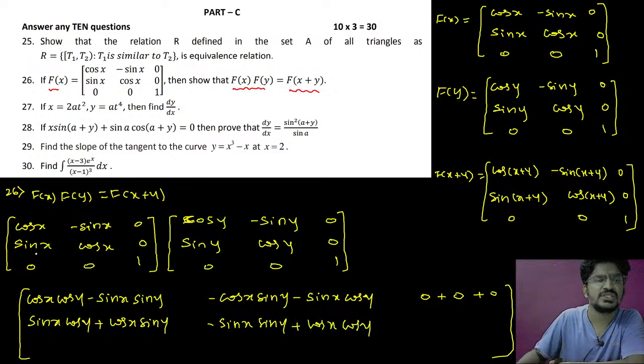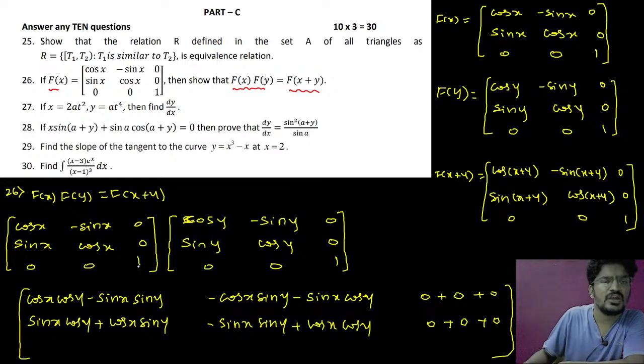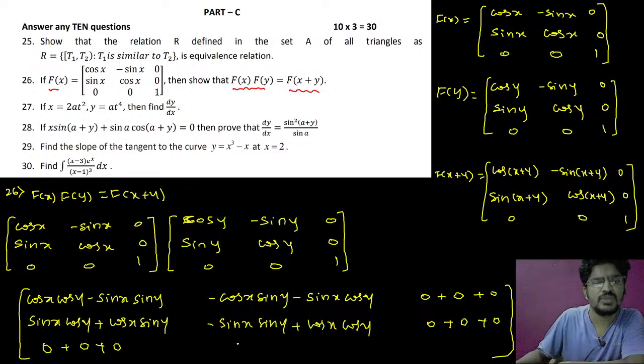0 into 0 is 0. Sin x into 0 is 0, cos x into 0 is 0, and 0 into 1 is 0. Third row, first column, it will be 0 plus 0 plus 0, and next it will be 0 plus 0 plus 0, and third row, third column will be 0 plus 0 plus 1.